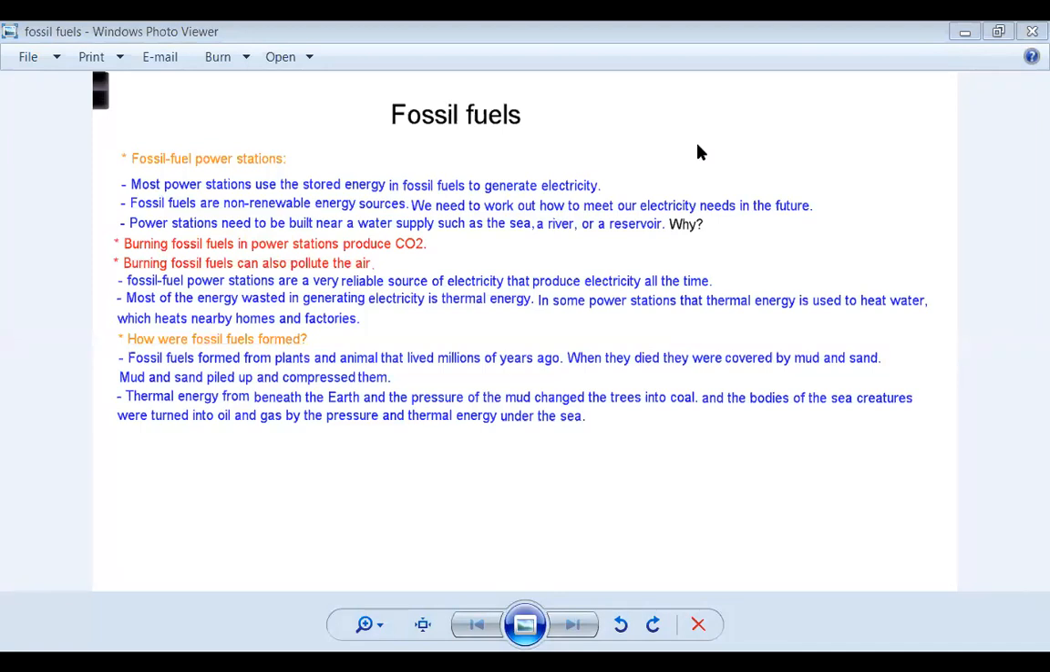I think yes. Okay, why do you think yes? Because it affects the greenhouse. It is a greenhouse gas. It will increase the greenhouse effect, which causes global warming to increase. Okay, what about the other gases? Why can burning fossil fuels also pollute the air?